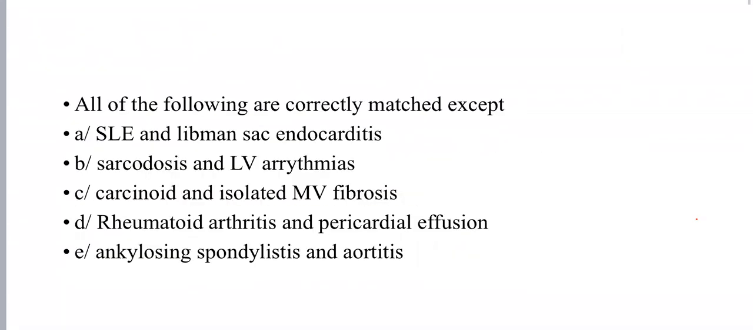All of the following are correctly matched except: SLE and Libman-Sacks endocarditis, sarcoidosis and LV arrhythmia, carcinoid and isolated mitral valve fibrosis, rheumatoid arthritis and pericardial effusion, ankylosing spondylitis and aortitis. Carcinoid and isolated mitral valve fibrosis. Exactly, because carcinoid inflicts the right side more than the left side. There are rare exceptions when carcinoid can affect the left side, and we know these conditions, but basically it affects the right side.